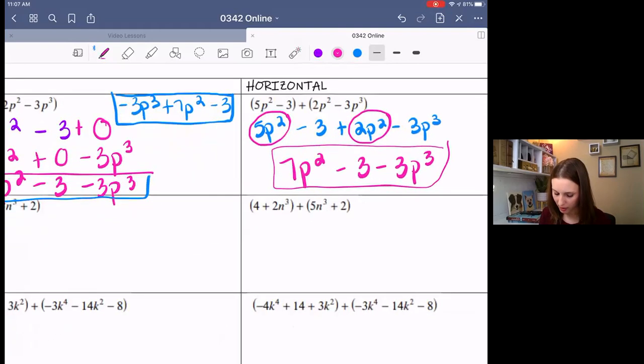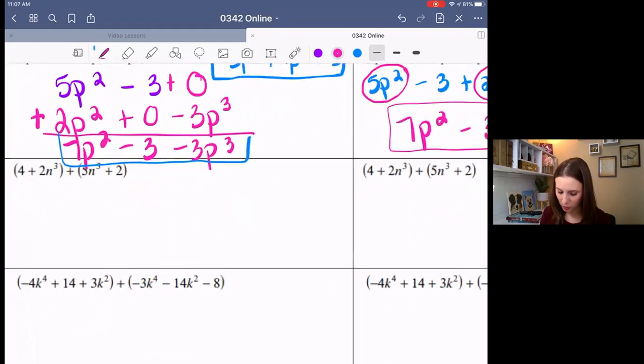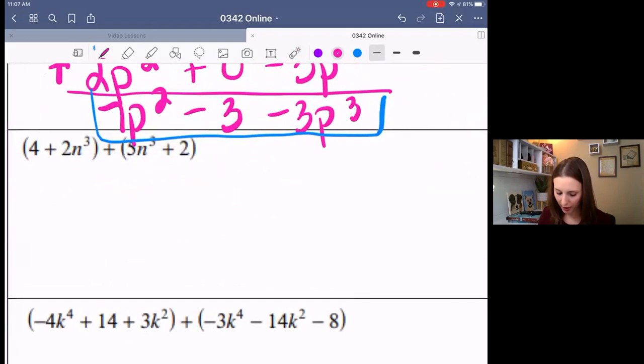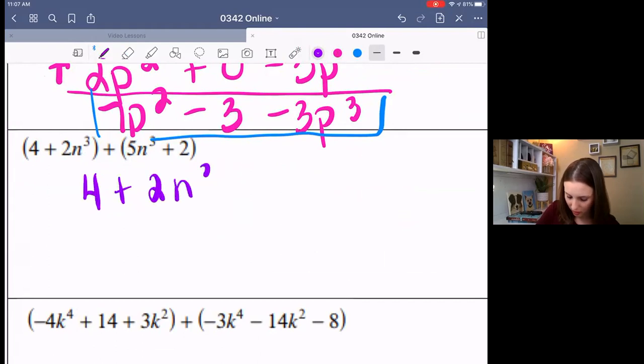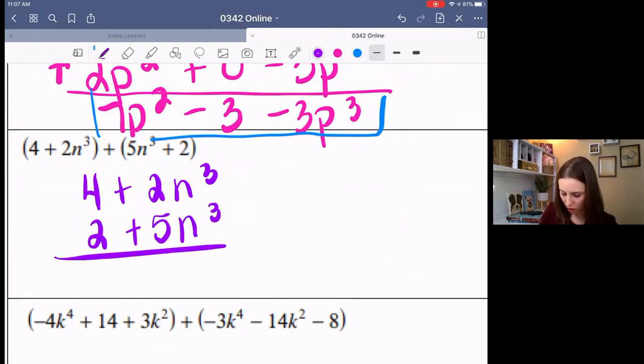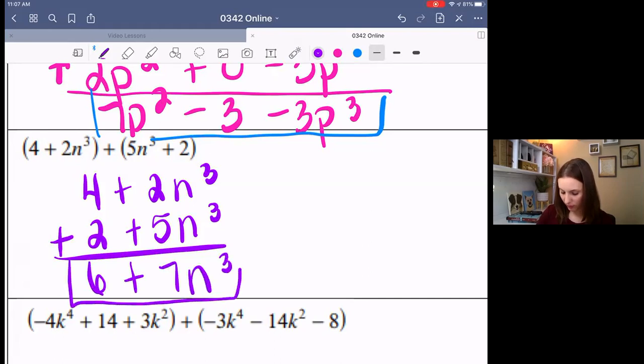Okay, pause it, try the next one both ways, and then resume the video. So if we were to stack these, I'm going to put the 2 under the 4 and the 5 into the third under the 2 into the third. And then I'm just adding. So I get 6 plus 7 into the third. And that's it.